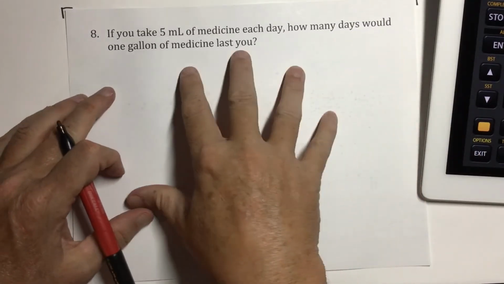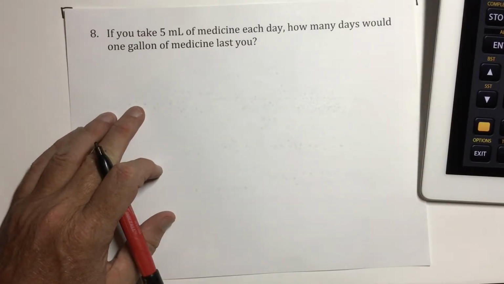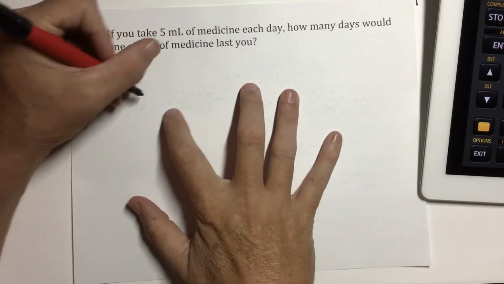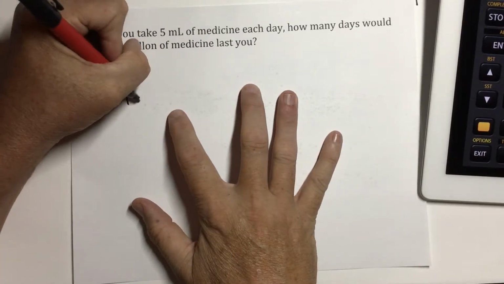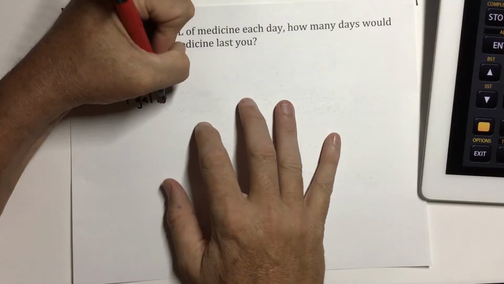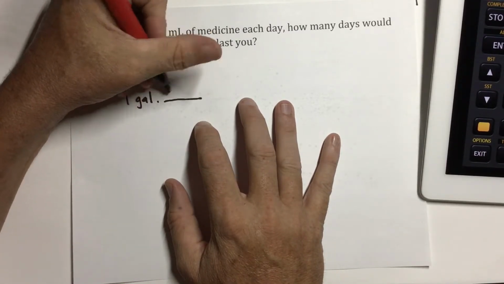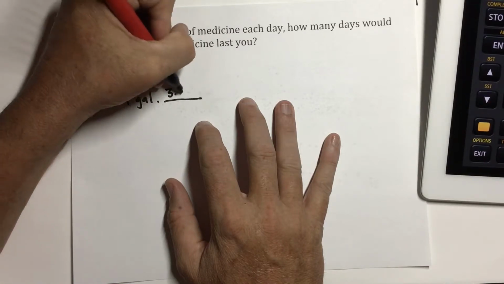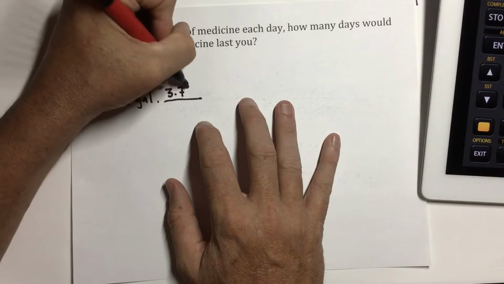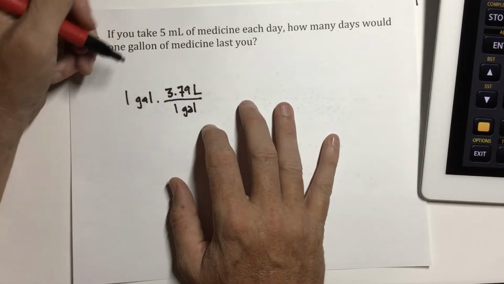If you take 5 milliliters of medicine each day, how many days would 1 gallon of medicine last you? All right, seems pretty straightforward. We'll start with 1 gallon. And I had to look this up, as I'm sure you probably did. Maybe you already knew that there were 3.79 liters in 1 gallon.